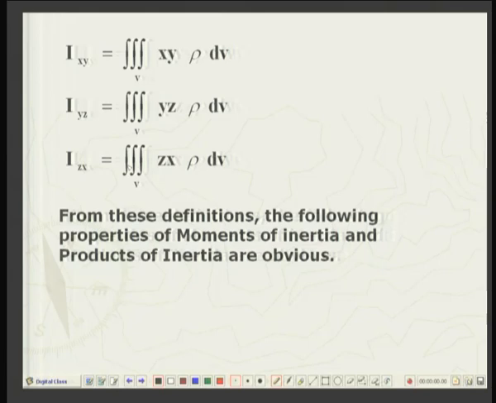From the definition, it is very easy to see that Ixy is equal to Iyx, Iyz is equal to Izy, and Izx is equal to Ixz. So the product of inertia terms are symmetric, because the order of multiplication, A into B, is equal to B into A. It is a commutative process. Since that order does not matter, these quantities are also symmetric quantities.